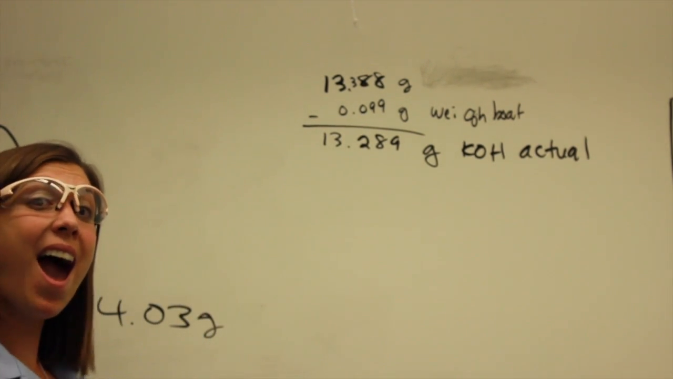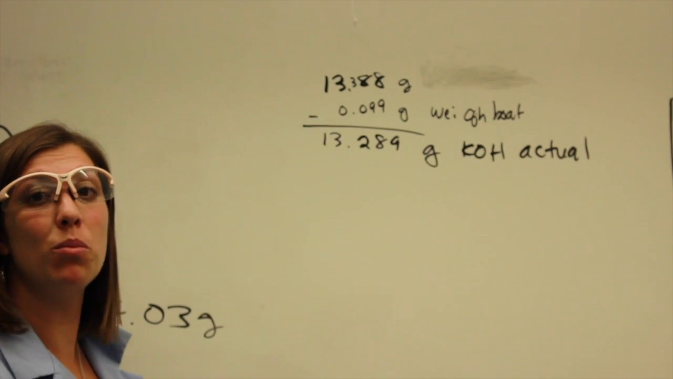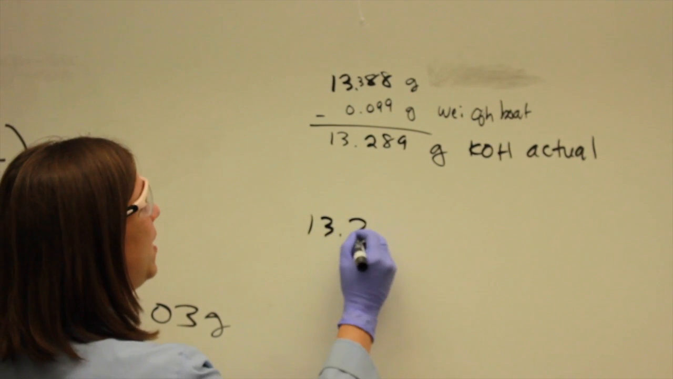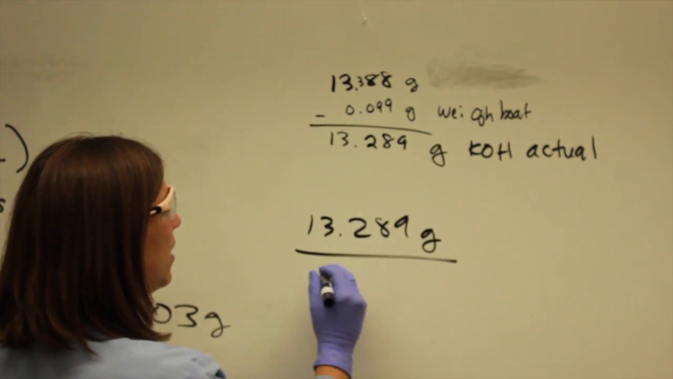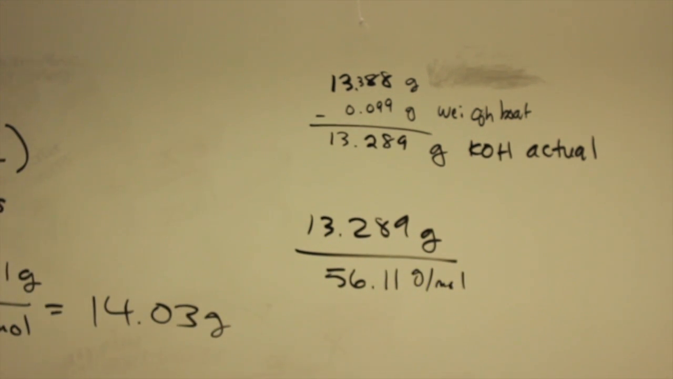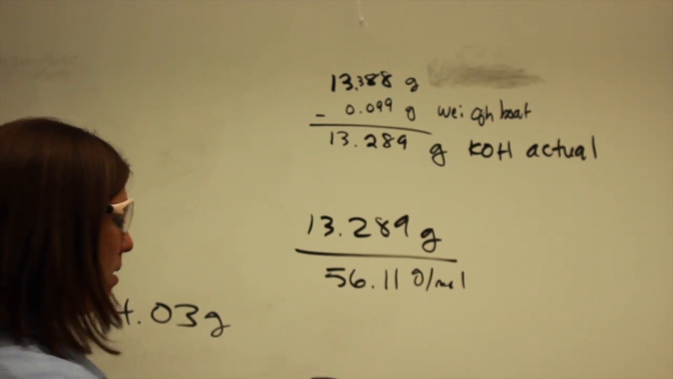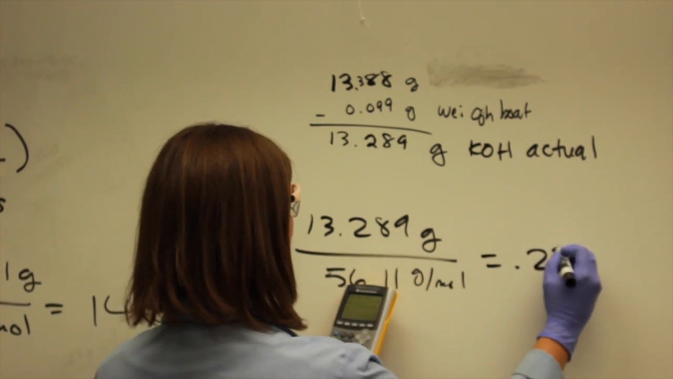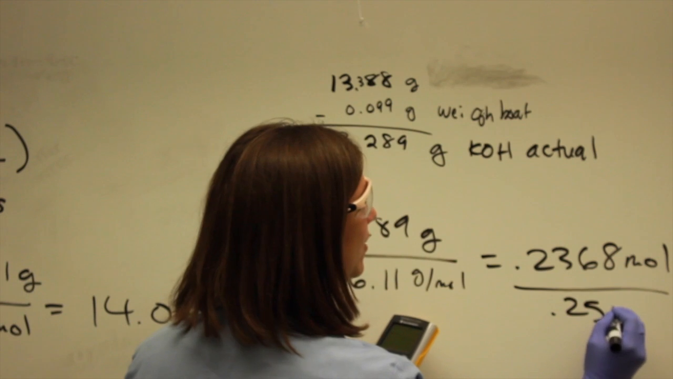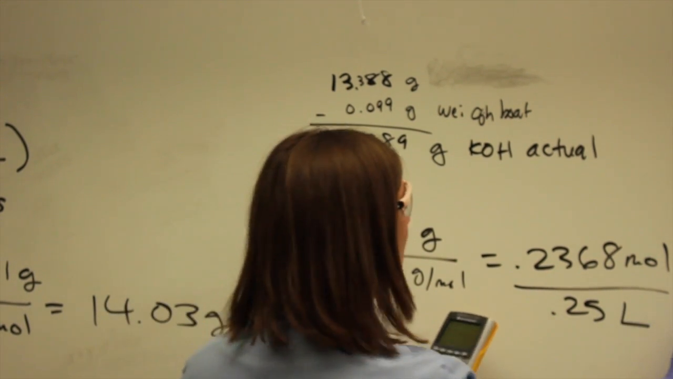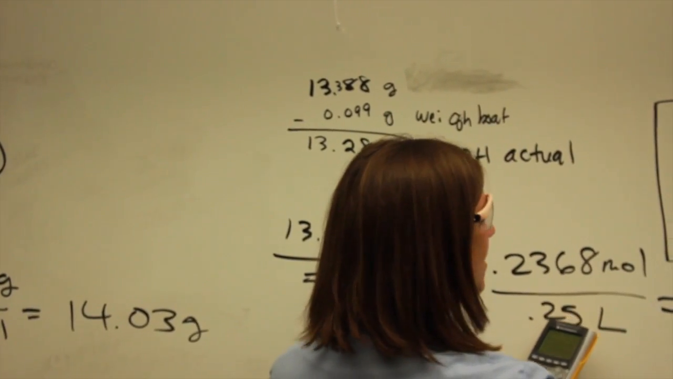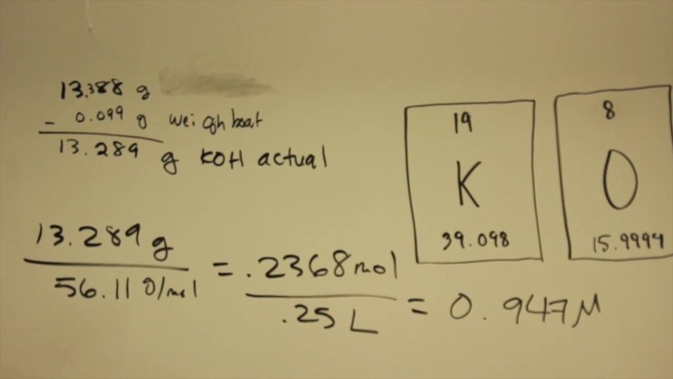All right, this is going to determine my actual molarity because I wanted to get about 1 molar, but you're not going to get exactly 1.000000 molar. We're just going to be close to it. Divide this by the molar mass to get moles. That's going to give me 0.2368 moles. So in 250 milliliters, or 0.25 liters, this is going to give us 0.947 molar solution. So very close to 1 molar, but not quite.